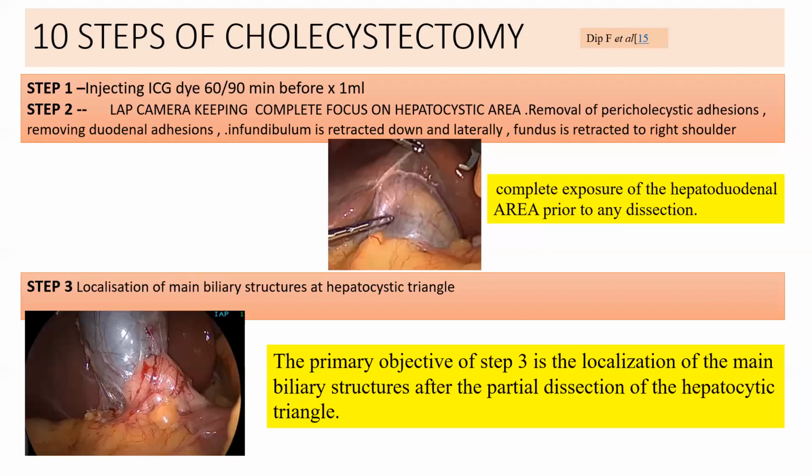Now SAGES has come up with, previously SAGES was saying that we have to follow the 6 steps of safe cholecystectomy. Now they have come up with the 10 steps of cholecystectomy with the advent of ICG technology. Step 1 is injecting ICG 60 to 90 minutes before, then laparoscopic camera keeping complete focus on the hepatocystic area, removal of the pericholecystic adhesions, removing the duodenal adhesions, and the infundibulum retracted down. So that is step 2. And in step 3, localization of the main biliary structures at the hepatocystic triangle. The primary objective of step 3 is localization of the main biliary structures.